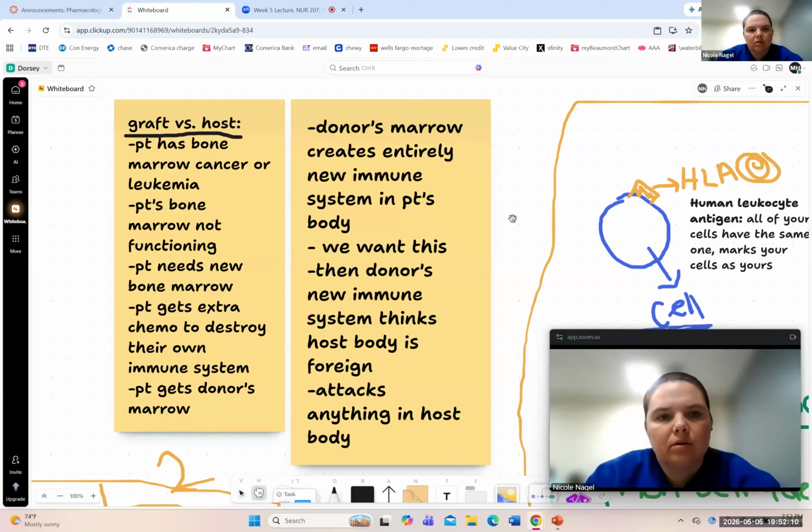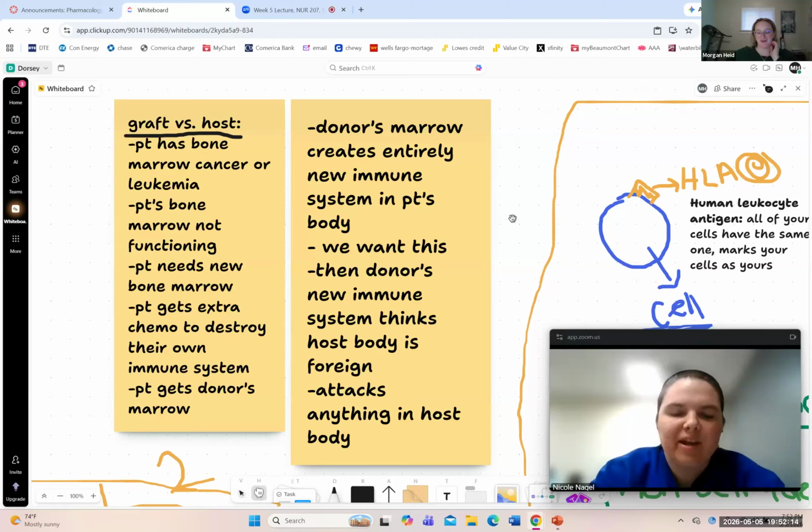Okay. So, double-edged sword. We did put him in remission. So risk versus benefits, I guess. So questions about this?